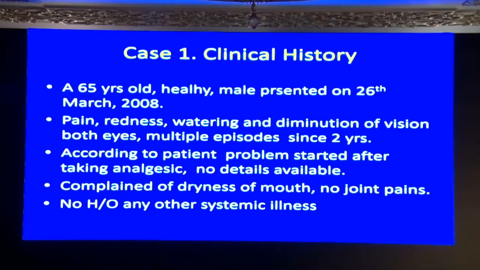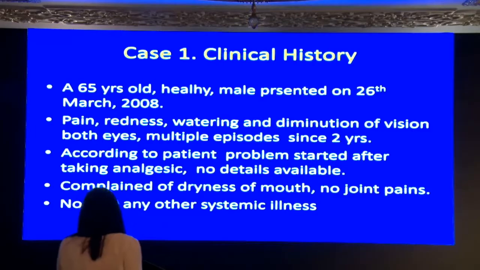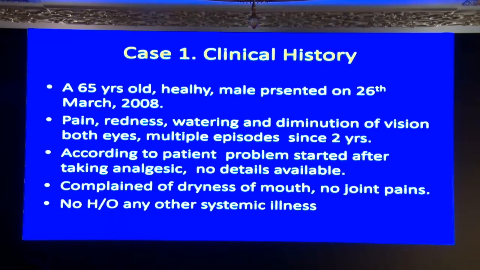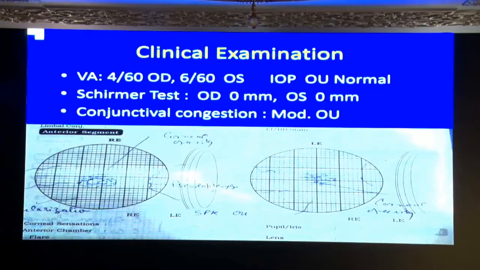So this was his history: for the last 2 years he had recurrent attacks of pain, redness, watering off and on. According to him, all this problem started after taking an analgesic, but there were no details available. He had no mucocutaneous or skin lesions or scars. He was not even admitted to the hospital for that. He also complained of dryness of mouth, no joint pains. There's no history of any systemic illness. Since it was in 2004 that he came to us, we also had some problems with photographs.